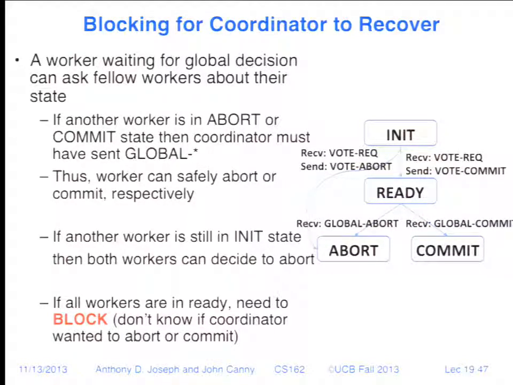All right. On the other hand, though, if another worker is still in the init state, then both workers should decide to abort. Somehow there's a bigger inconsistency in the database, and the safest thing is to abort. But if all workers are in ready, that means that somehow the next message to commit or abort from the coordinator, the global message, wasn't received by anyone yet. So once again, the fallback is to stop in a block state to see what happens.